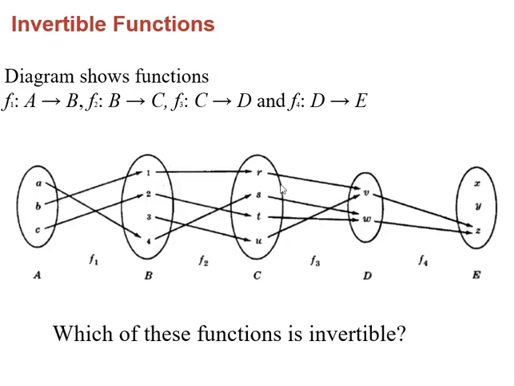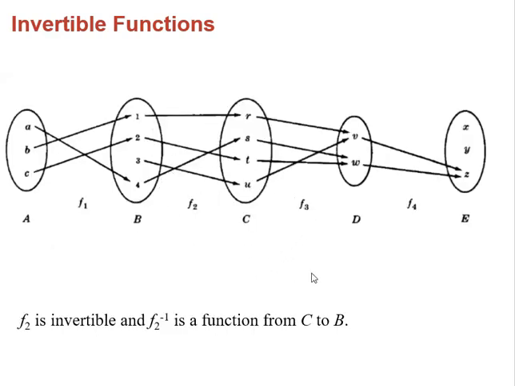Let's look at f3. F3 is not one-to-one because you can see that R goes to V, and U goes to V. So two elements are mapping onto a single element, so it's not one-to-one, but it's onto because nothing is left over. And f4 is neither one-to-one nor onto, so its inverse definitely does not exist. So f2 is the only function that is invertible amongst these functions.